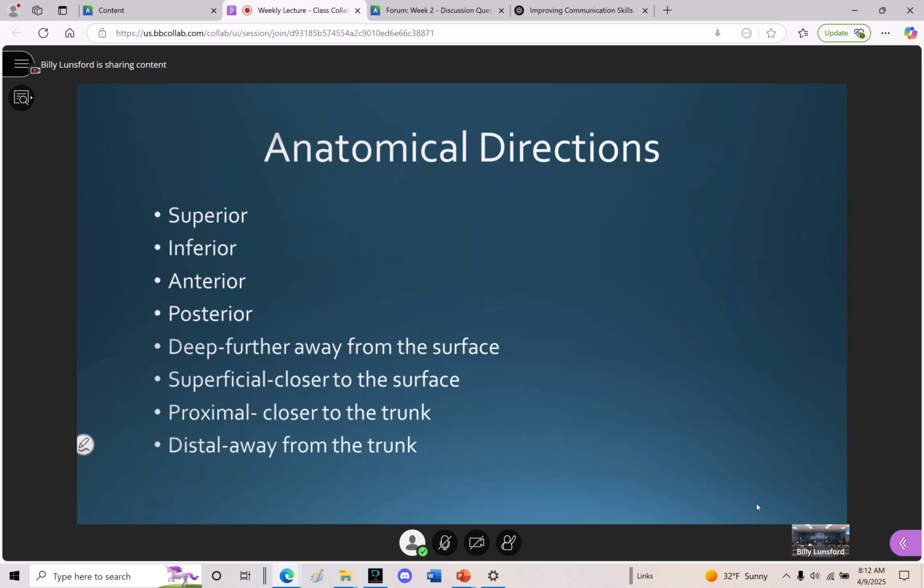Deep means we're moving into, essentially away from the surface area. Superficial means we're getting closer to the top. Proximal means we're getting closer to the trunk. Distal means we're getting farther away. So if we're looking at the humerus, this is the proximal part, right? Up here towards the glenohumeral joint. As I move closer to my digits, my finger, this is the distal part of the humerus. Does that make sense? Yes?